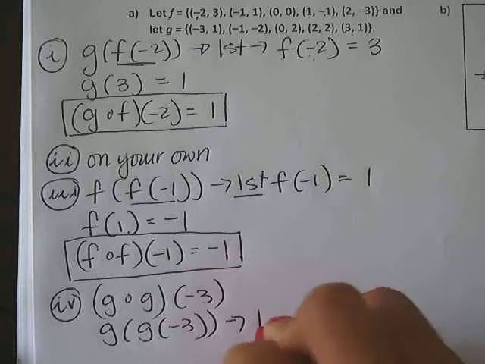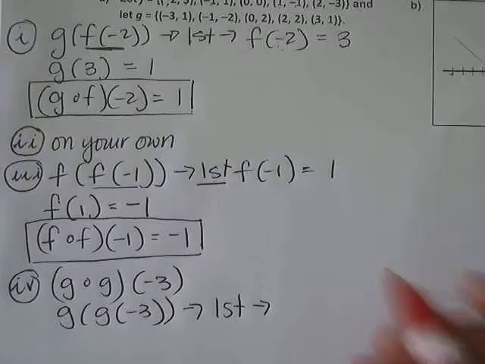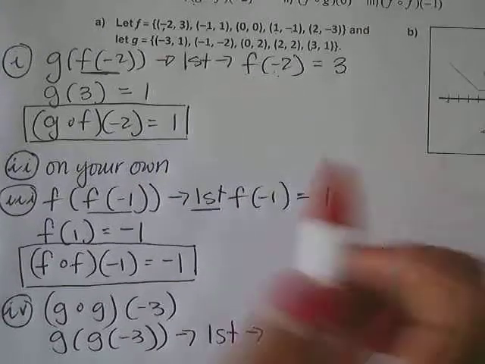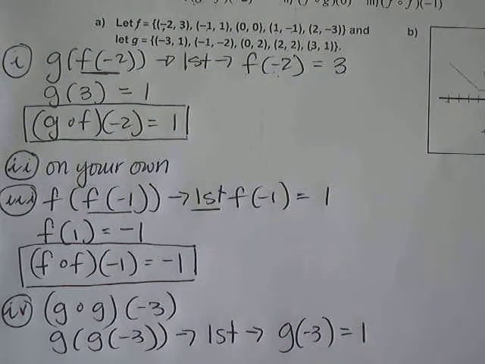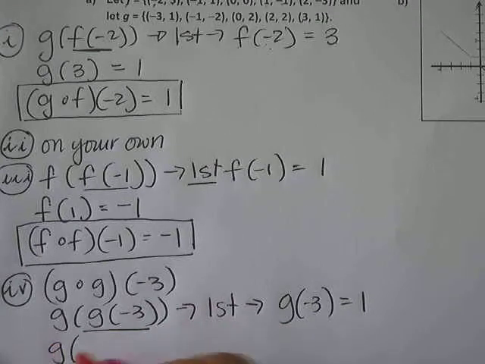The first thing I'm going to do is look at the g function, and the input is negative 3. And it happens to be the first ordered pair. Input of negative 3, output is 1. Then the next thing I'm going to do is take this out. I'm going to compose. So now g of 1.